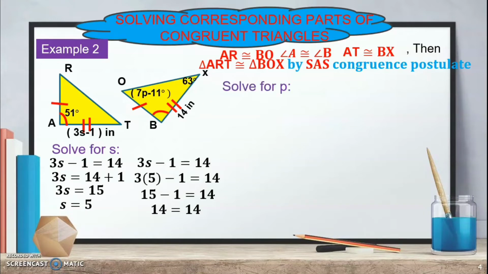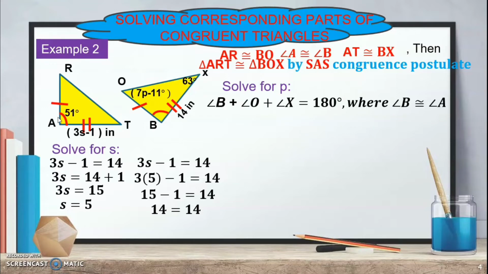Then, solve for P. Yung P natin dito, isosolve natin. Yung angle O natin, ito yung angle O natin, 7P minus 11. Pero alam natin na pag in-add mo itong tatlong measurement ng angle, it is equivalent to 180, right? Kasi given na yung angle X and the B, which is 51. Kasi congruent si A at saka si B. Di ba? Si angle A ay congruent kay angle B.